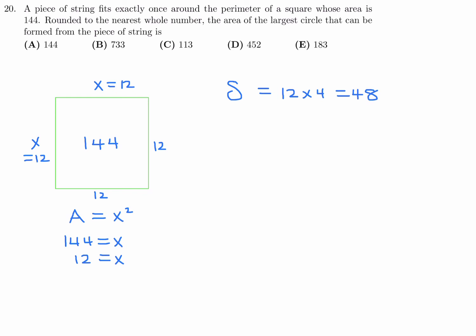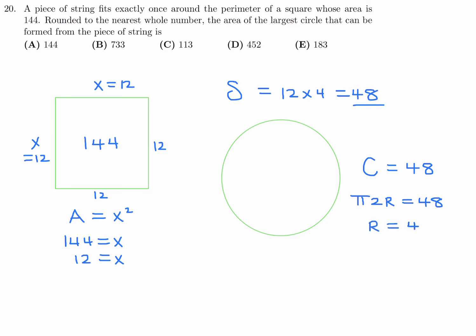Then they say you have a circle that's formed from this string. So that means that the circle has a circumference of 48. So the circumference of this circle is 48, the same length as the string. And the circumference of a circle is given as pi times diameter, or pi times 2 times the radius. So this allows me to figure out the radius. So the radius is going to be 48 over 2 pi, or 24 over pi.